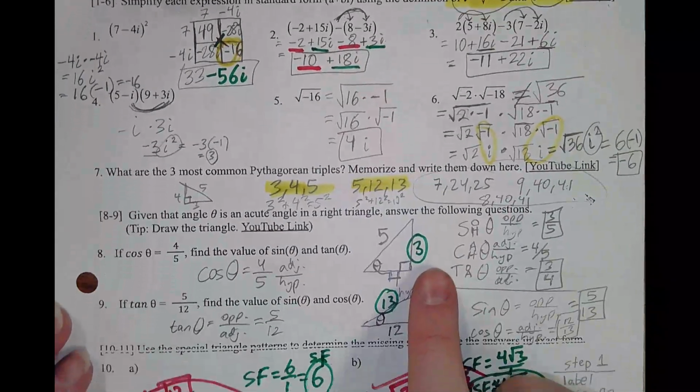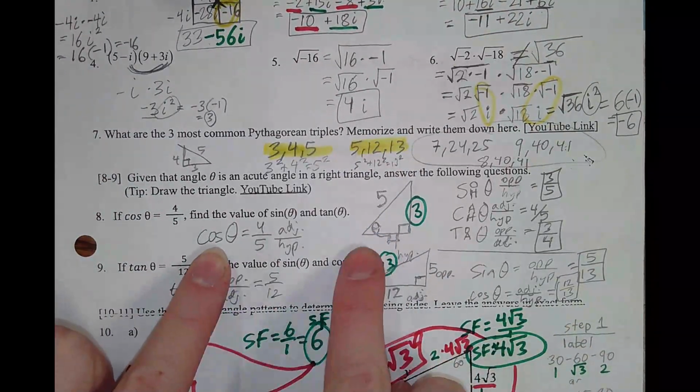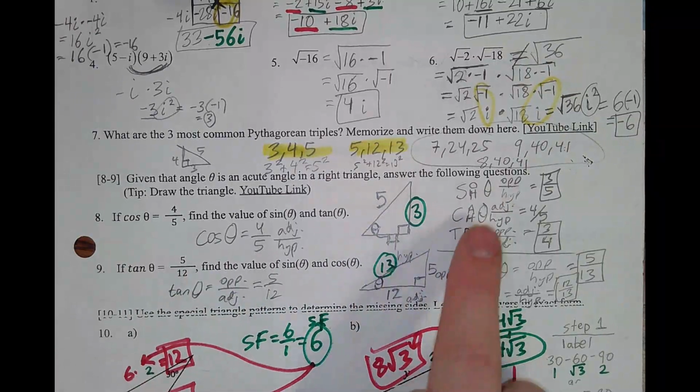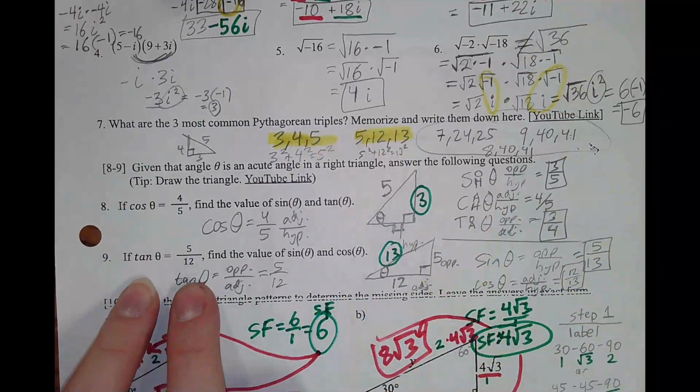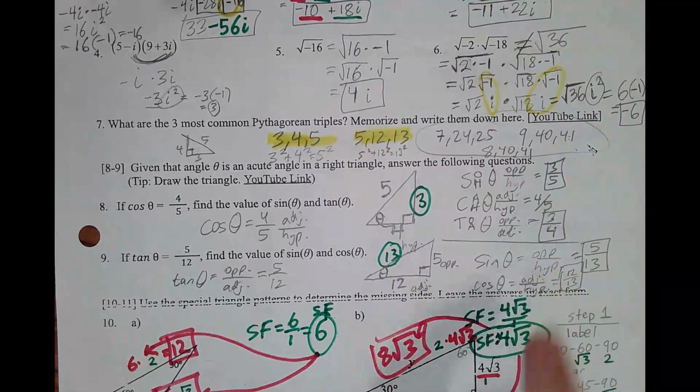Number 8 through 9, of course, we talked about building the triangle. If you know what cosine is, then you can find out what sine and tangent is. If you know what tangent is, then you can build the triangle and find out what sine and cosine is.